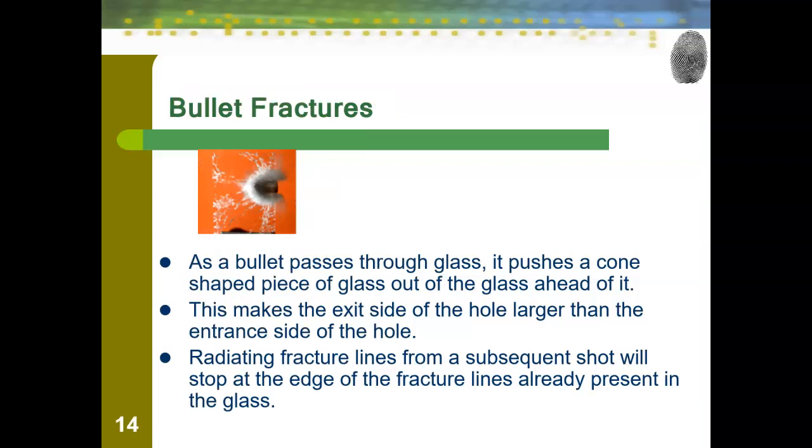Now, a not necessarily common, but normal way that glass ends up breaking is due to bullet incidents. As a bullet passes through glass, it pushes a cone-shaped piece of glass out ahead of it. So we sometimes find these cone-shaped pieces letting us know that we had gun activity. Just like we learned about during ballistics, the exit side is going to be the larger side than the entrance side. So just like wounds, it's the same for glass. Radiating fracture lines from a subsequent shot will stop at the edge of the fracture lines present from the glass. So bullets do not change any of the rules that we've learned about glass, but they are going to push that cone out.